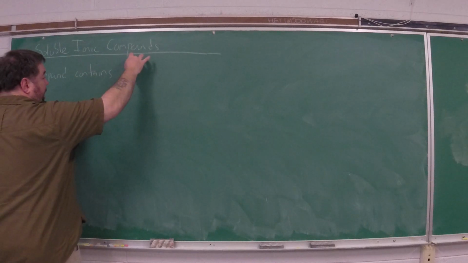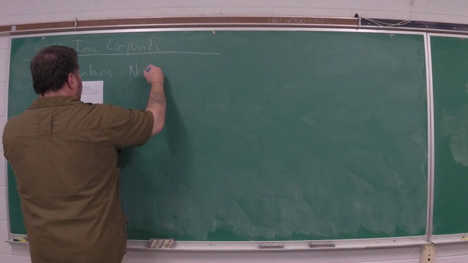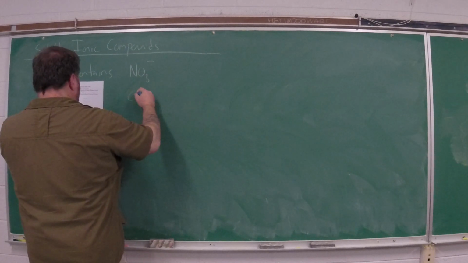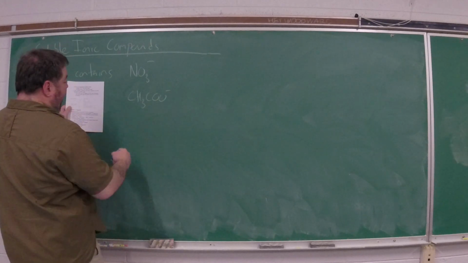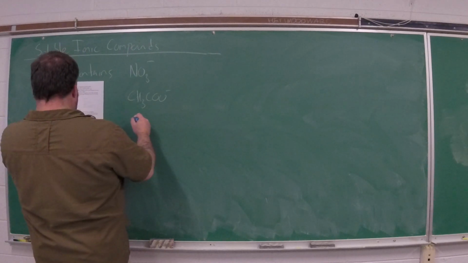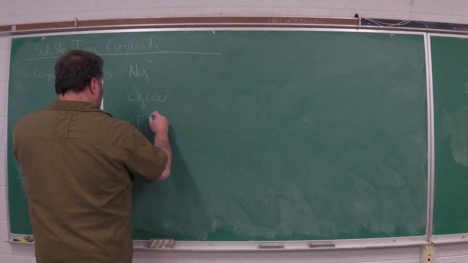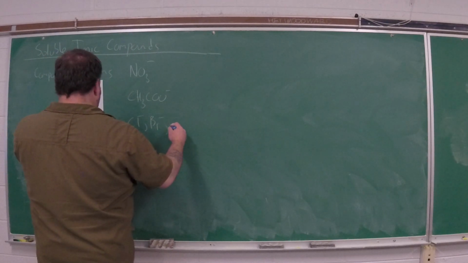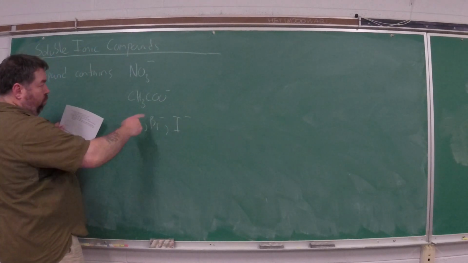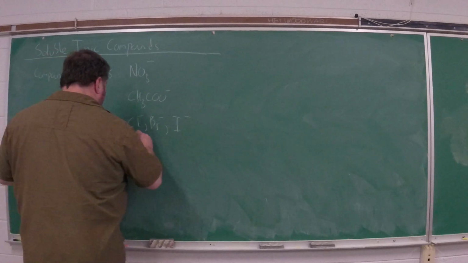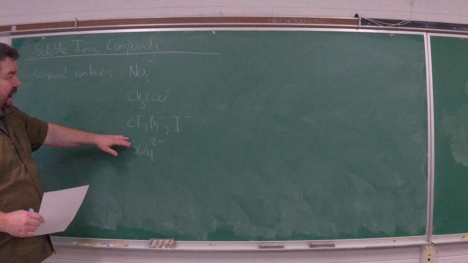And then I'm going to write the anion here, okay? We're going to have nitrate. We're going to have acetate. Chlorine, bromine, and iodine all follow the same rule. And then we're going to have sulfate, okay? So those are the anions.